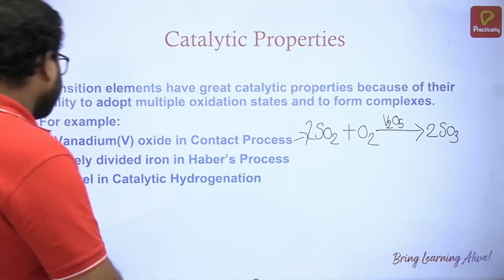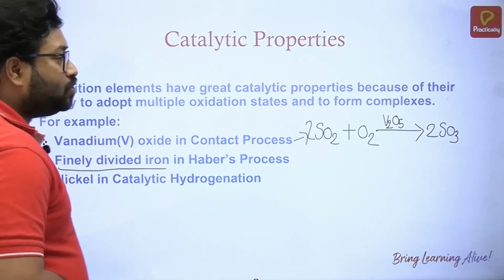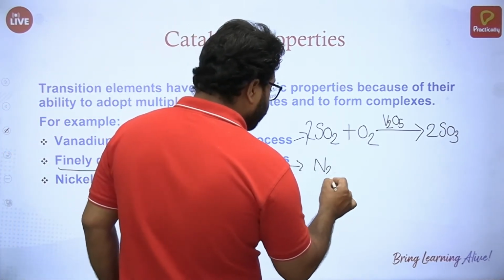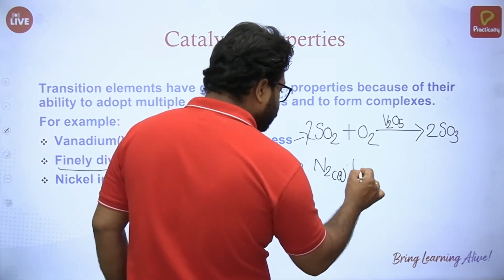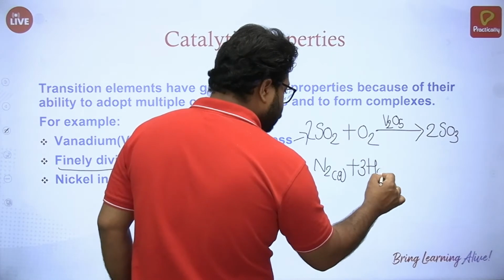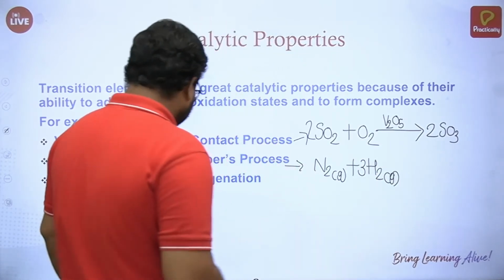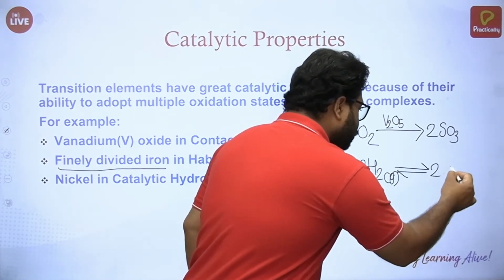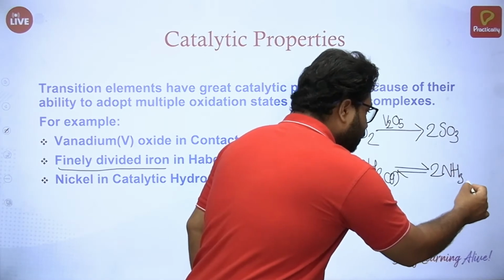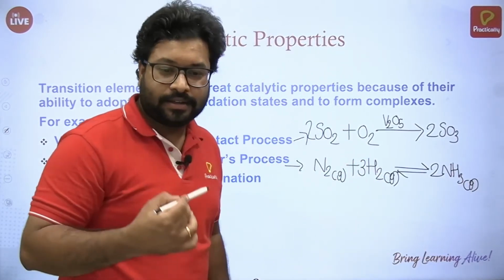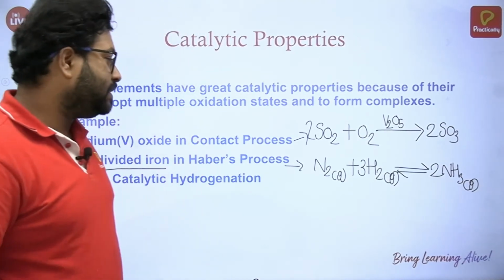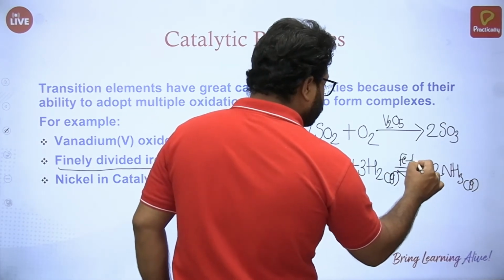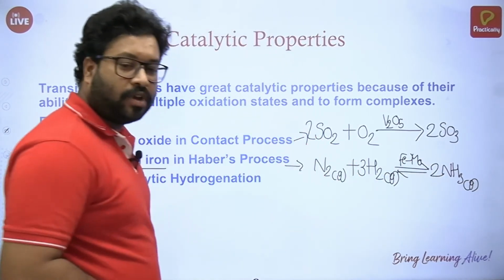Similarly, finely divided iron is used in the Haber process, the formation of ammonia, as we all know, a very important process. N2 + 3H2 gives you 2NH3. That is how you can see the formation of ammonia. Obviously, finely divided iron is there. Along with iron, you also use molybdenum as a co-catalyst.